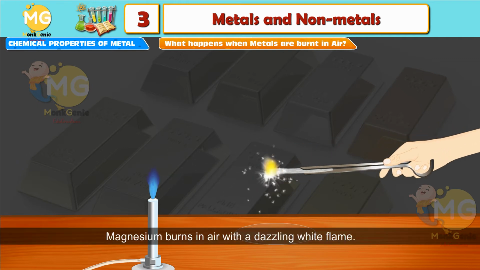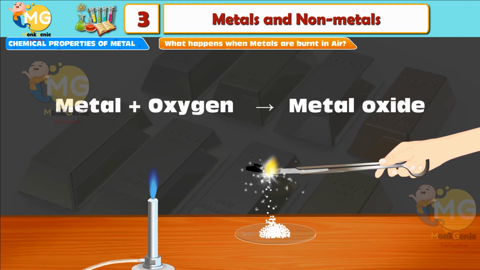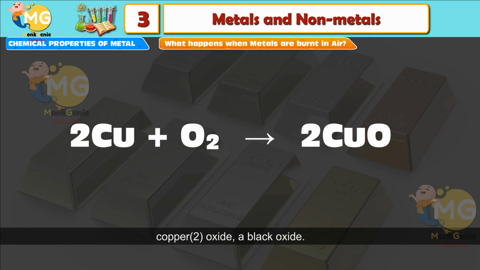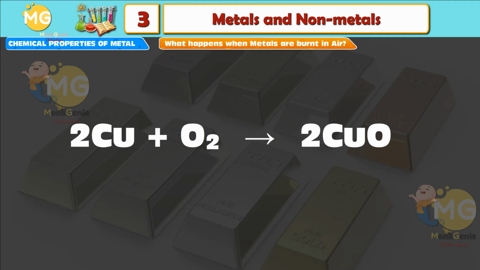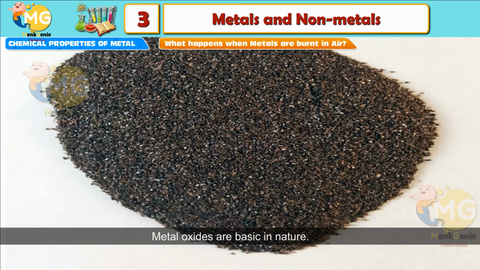Magnesium burns in air with a dazzling white flame. Almost all metals combine with oxygen to form metal oxides. Metal plus oxygen is equal to metal oxide. For example, when copper is heated in air, it combines with oxygen to form copper(II) oxide, a black oxide. 2Cu plus O2 is equal to 2CuO, copper(II) oxide. Metal oxides are basic in nature.